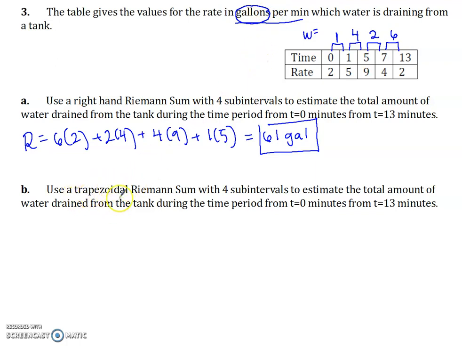Now for part B, we want a trapezoidal Riemann sum with 4 subintervals to estimate the total amount of water drained from the tank from 0 minutes to 13 minutes. And it's 4 subintervals because if I have 5 numbers, that's going to let me create 4 sections. So for a trapezoidal sum, we need the left-hand Riemann sum. I haven't found that yet. I've got the right-hand Riemann sum from above.